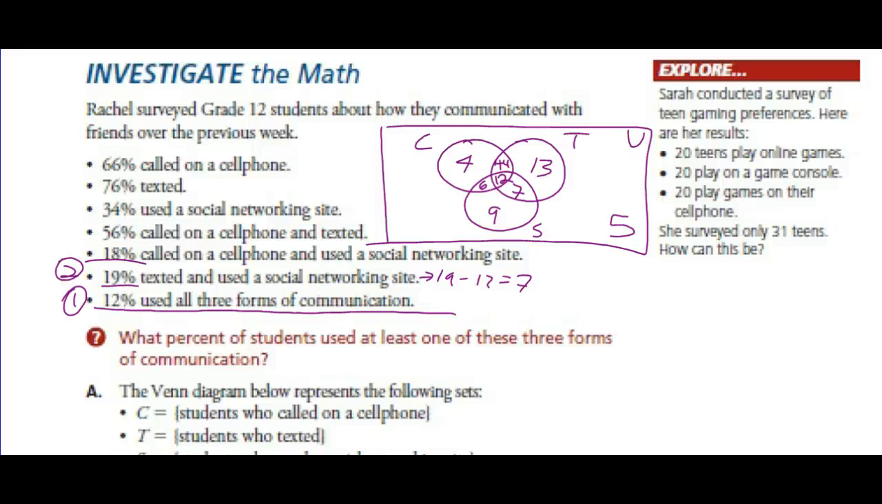Okay? 19 texted and used social networking. 7 only texted and used social networking and did not use a cell phone, right? That's what the 7 is. 6 only did cell phone and social networking but did not text. 44 only used their cell phone or texted but did not use social networking. Okay? 56 used a cell phone and texted. Okay. 18 cell phone and social network and so on.